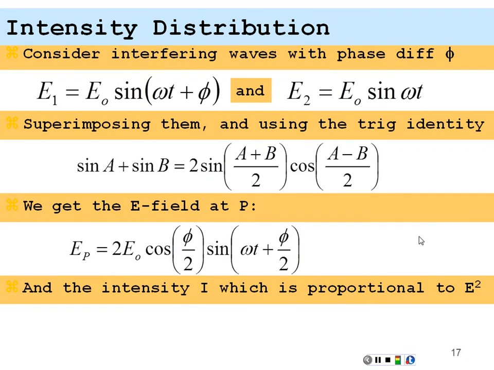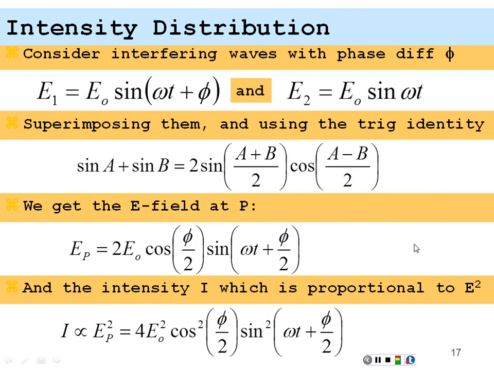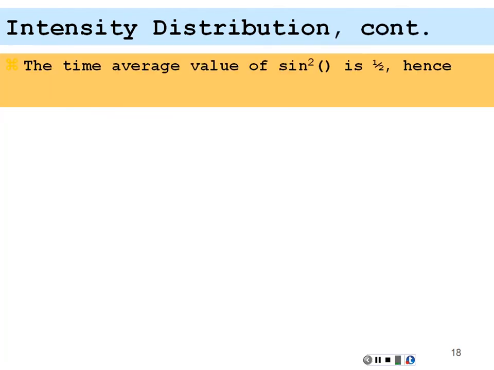The intensity is proportional to the amplitude squared. We know that from chapter 34. So the intensity will be proportional to this E amplitude squared, 4 E naught squared, cosine squared, phi over 2, sine squared, omega t plus phi over 2. But the omega t sine function is varying as a function of time. If we square the sine function as a sinusoidal varying as time, the average of that is equal to 1/2, because it's really bounded between 0 and 1 for the square of the sine function. The average is right in between, right in the middle, at 1/2.